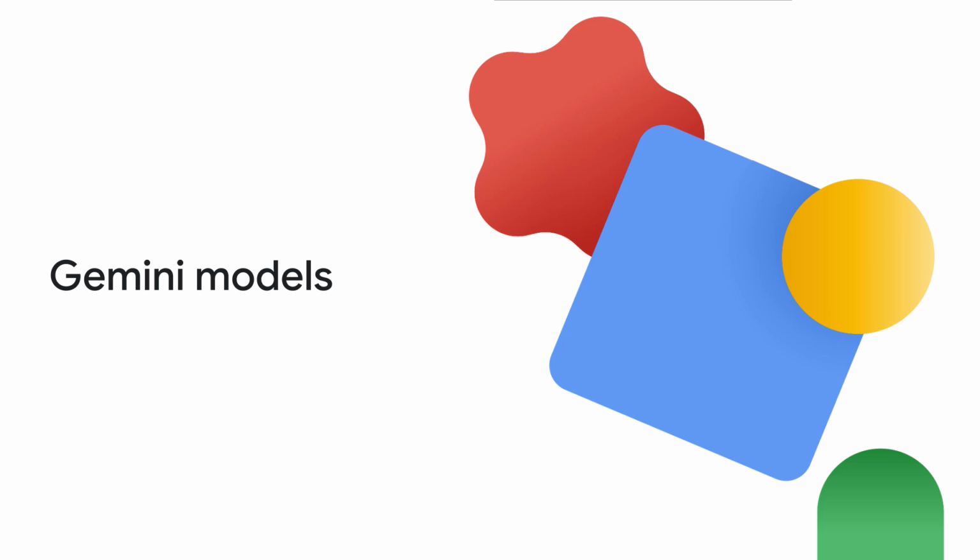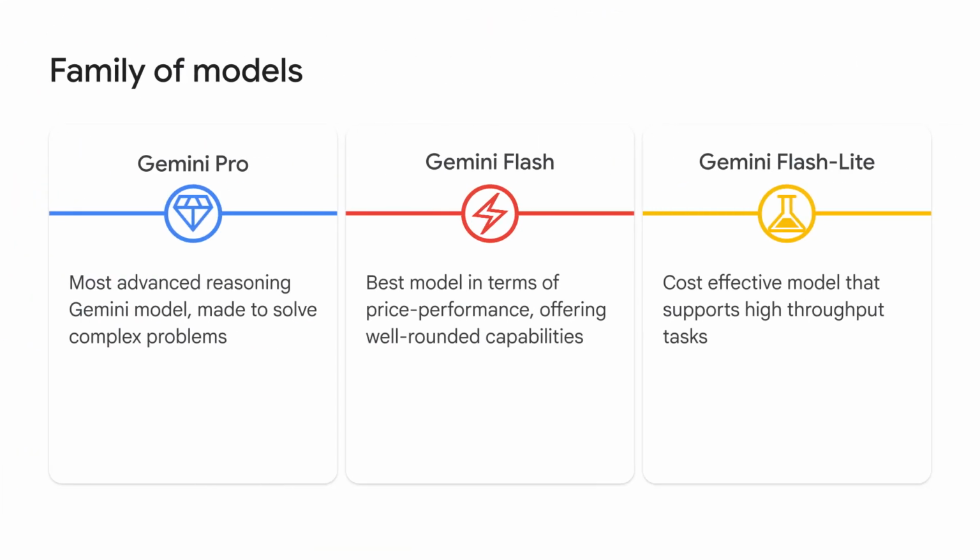The Gemini family of models are Google's most intelligent AI models. Within the Gemini family, there are models of different sizes and capabilities. Later in this lesson, you'll explore some of the different versions, but first let's discuss what they all have in common.